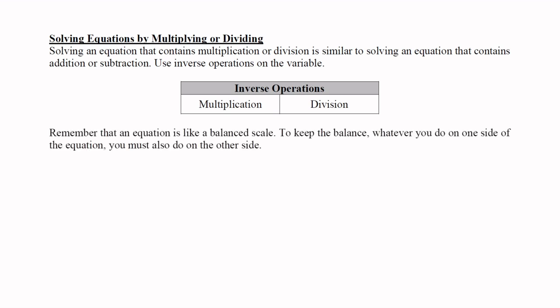Remember that an equation is like a balanced scale. To keep the balance, whatever you do on one side of the equation, you must also do to the other side. So in example 4 here, we're going to solve each equation.